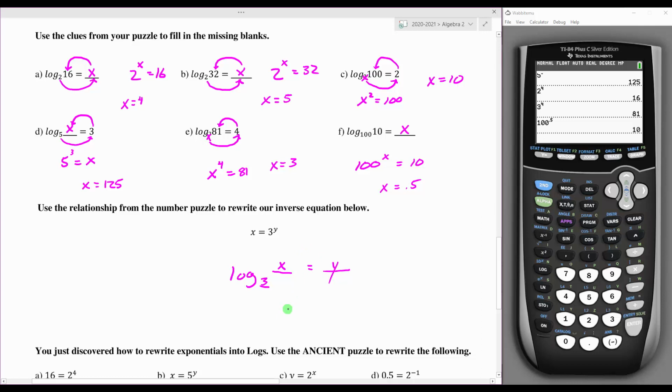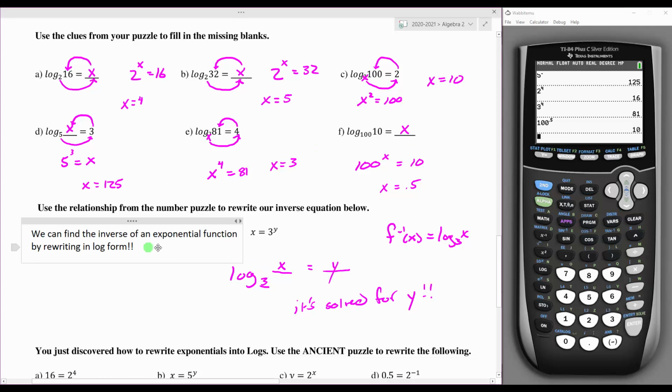And look at what happened. We are now solved for y. So this becomes my inverse, right? I can rewrite this as f inverse of x equals log base 3 of x. There's my inverse function. We just figured out, and I just put this into the notes, and you might want to write this down, that we can find the inverse of an exponential function by rewriting it in its log form.